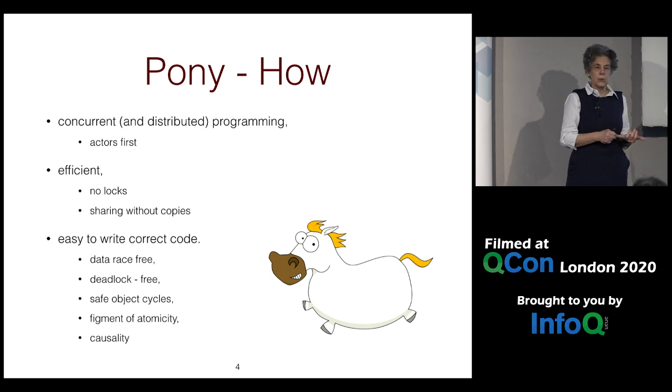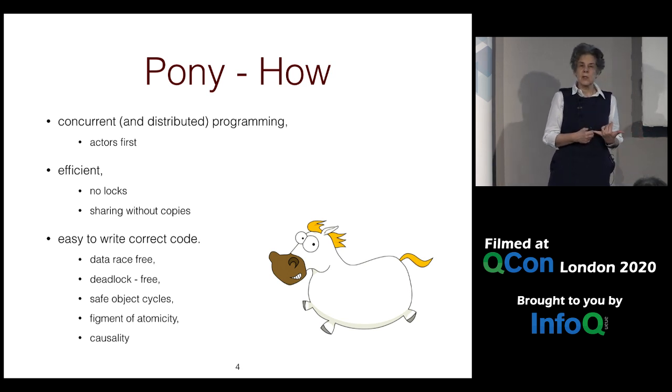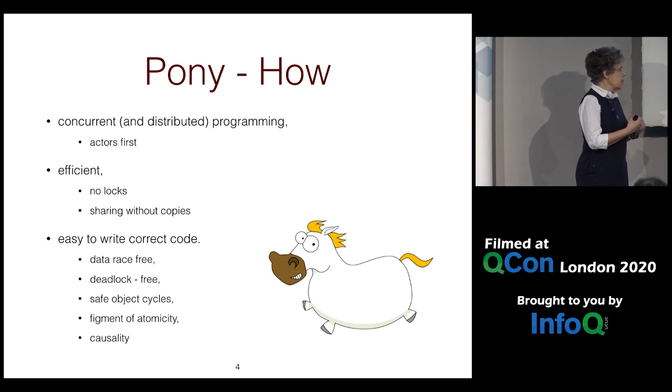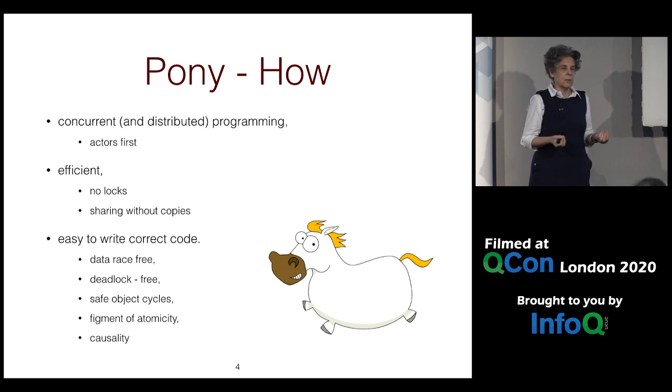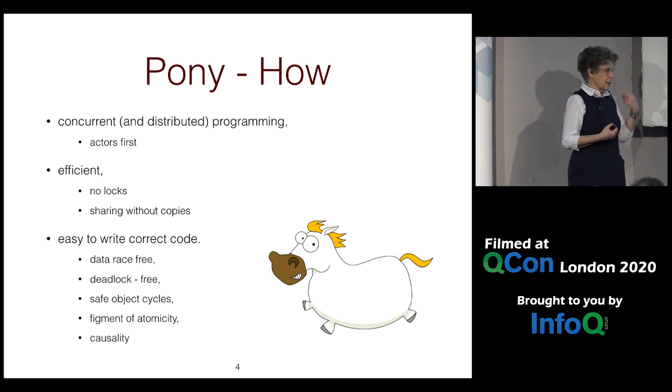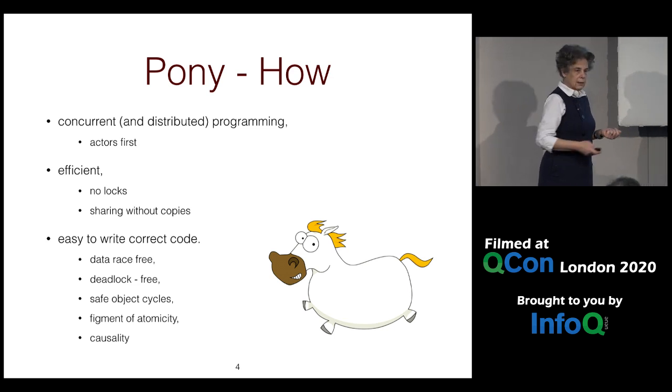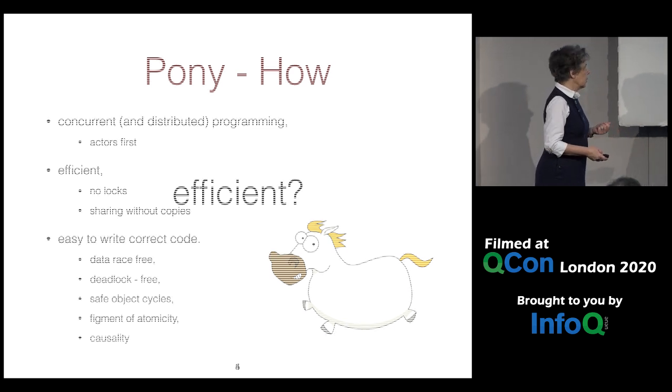It should be safe for you to create object cycles, as opposed to Rust. There should be some simplicity in the model when you program. So you have this figment of atomicity in your mind, which I'm going to talk about, and causality, which I'm also going to talk about.